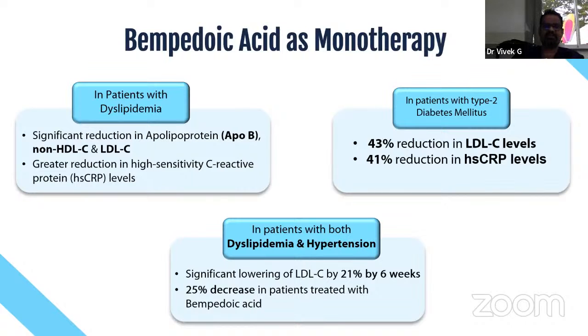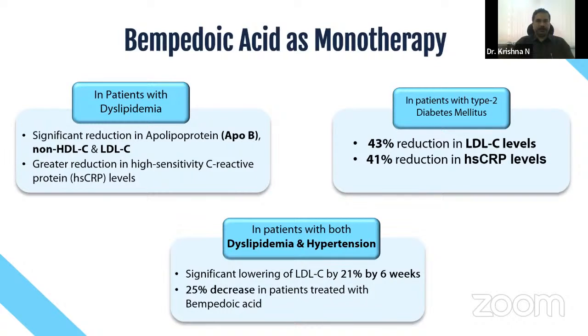So where do you use bempedoic acid? Either in the monotherapy or as a combination with statins in patients whose target is not achieved, or patients whom you can't achieve the very high dose of statins. As an add-on therapy to statins, we can use bempedoic acid.